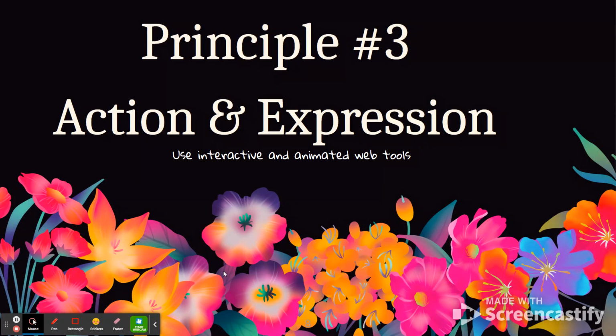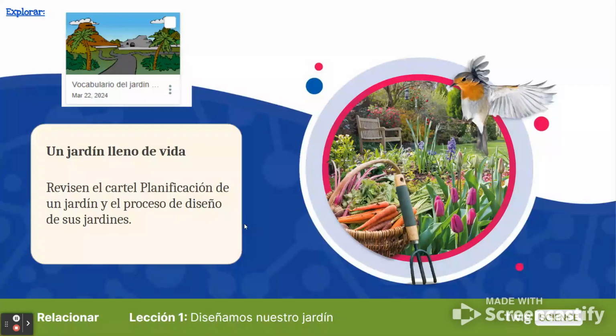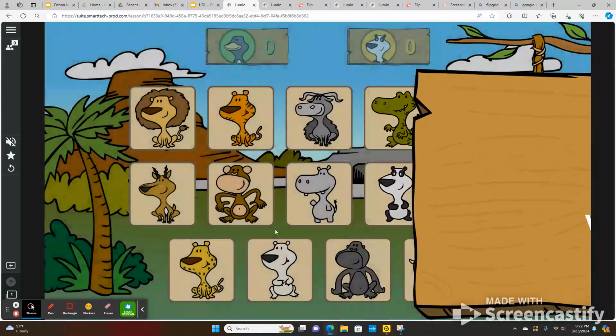Principle number 3, action and expression. In this one, we're using interactive and animated web tools. In the past, students have access to Google Slides in science. Right now we're learning about plants. This time, not only do we have the slides with vocabulary words, we also have a web tool. I added that in, the image and vocabulary.